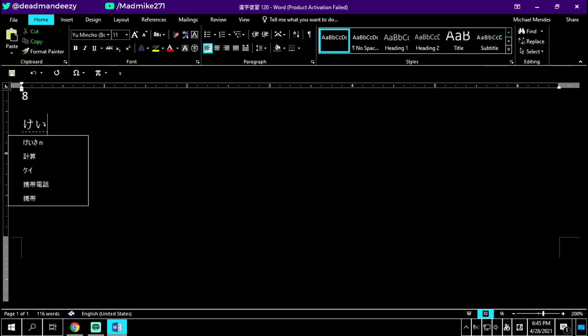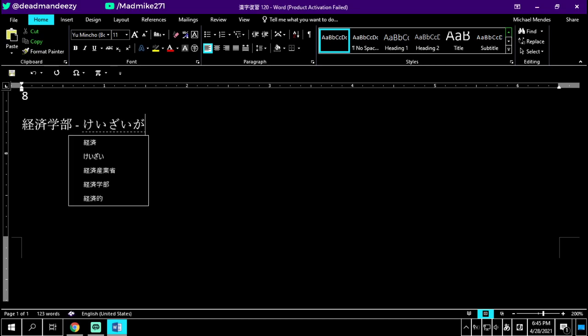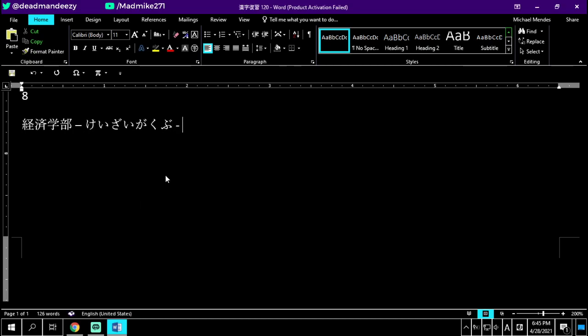Next is keizai gakubu. We've already learned these kanji before. Keizai is economics. Gakubu is the division of a university. So a keizai gakubu is the economics department. Since I know this word, we're just gonna write it out a few times.